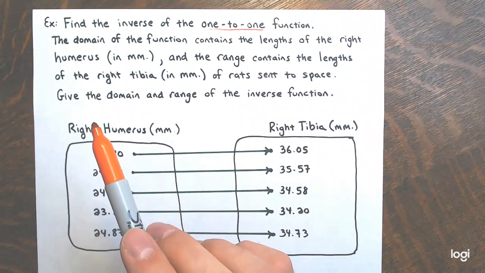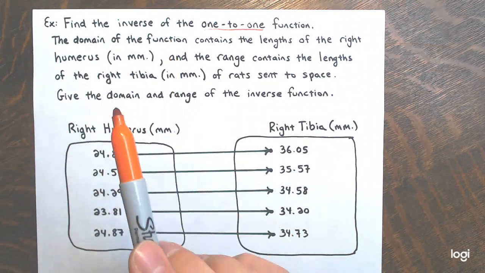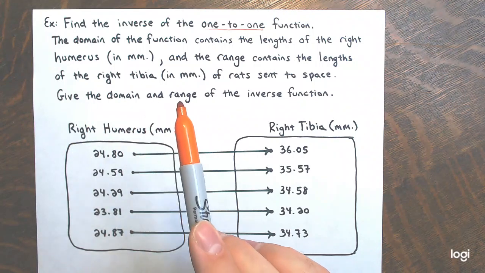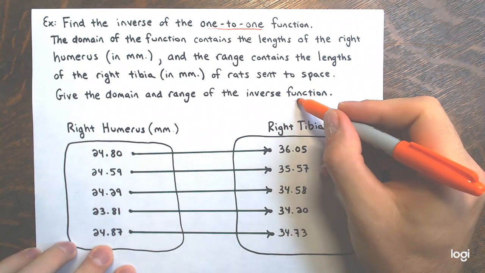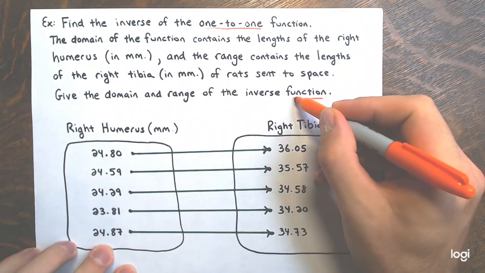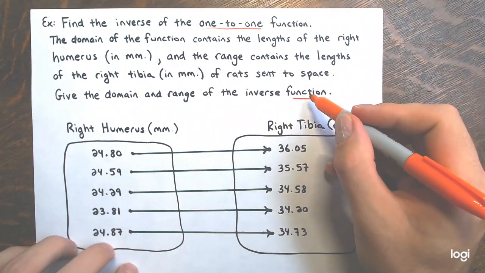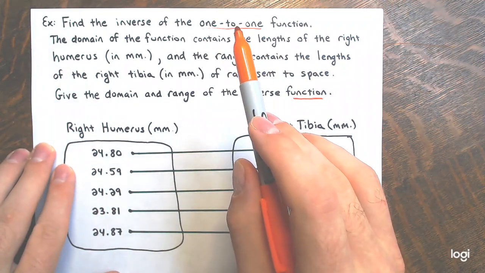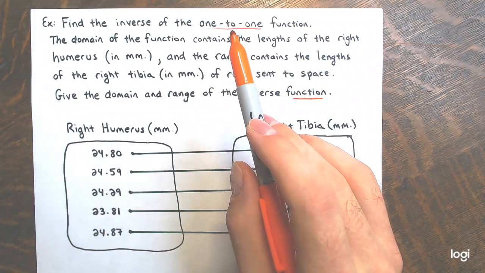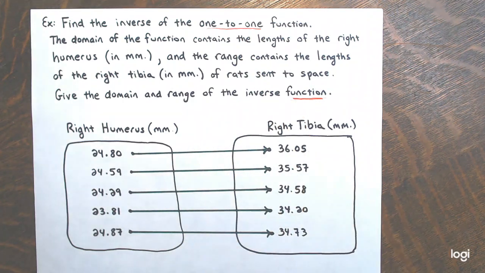All right. After we find the inverse, we're asked to give the domain and range of the inverse function. Again, the word function is mentioned, because the inverse will be a function. When I switch the order of these things, because the original function is 1-to-1, the inverse will also be a function.